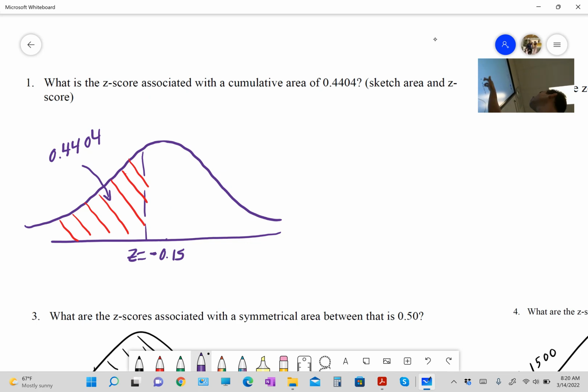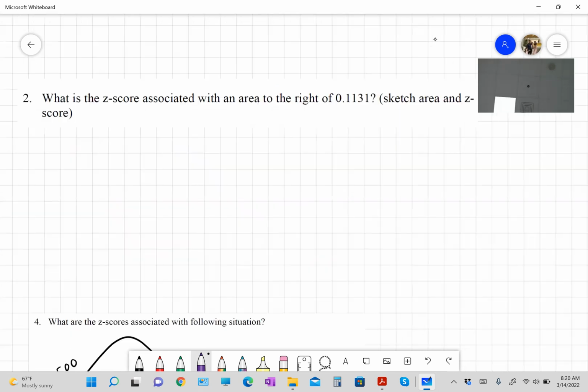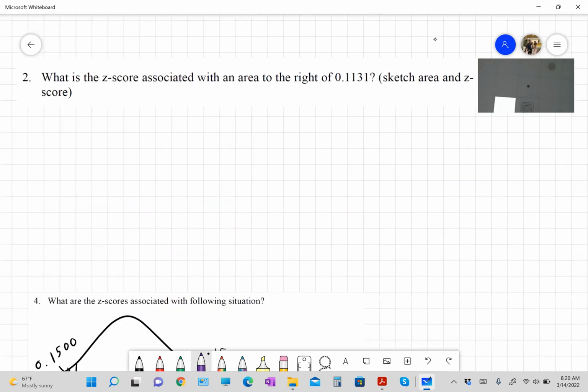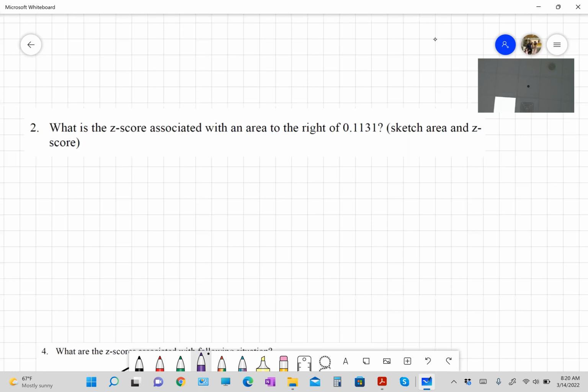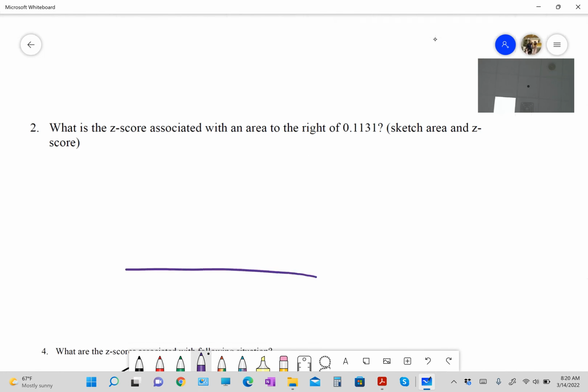So question number 2. What is the z-score associated with an area to the right of 0.1131? I'll go ahead and put it here. What is the z-score associated with an area to the right of 0.1131? So once again, we begin with a sketch of a normal distribution. In this case, it would be a standard normal distribution because we're dealing with z's. And now you have to sketch to the right.